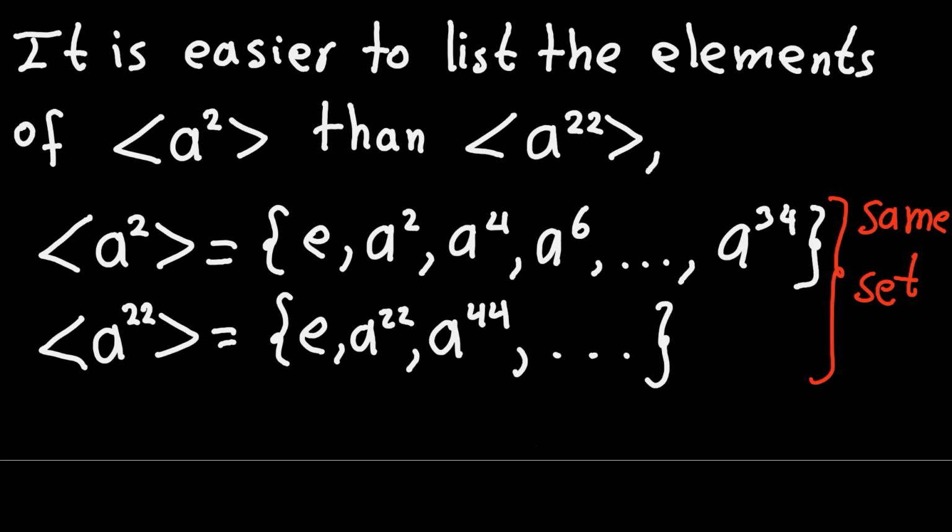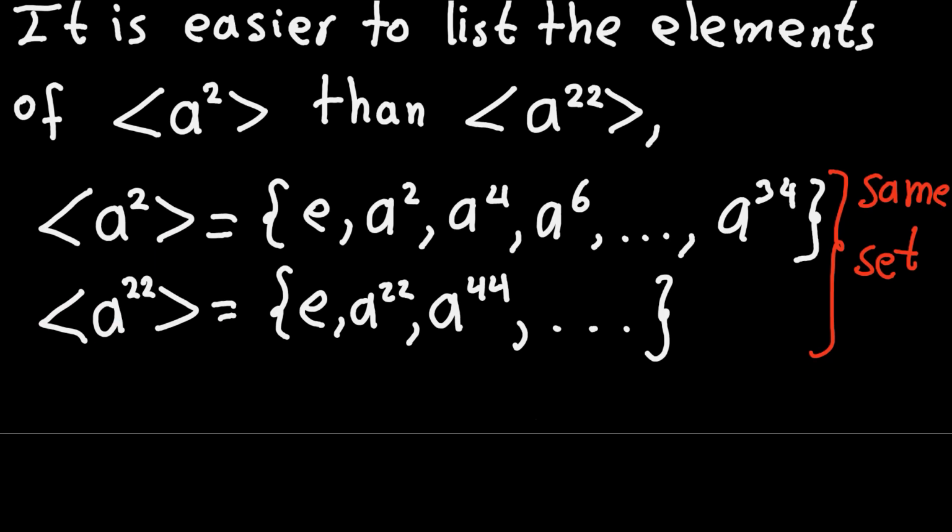Now these two sets again are the same, and this is the list. But if you try to represent it with this generator, let's see what happens here. You say a to the 22nd, start taking powers of this. The 0 power is the identity. The first power is a to the 22nd, and the second power is a to the 44.